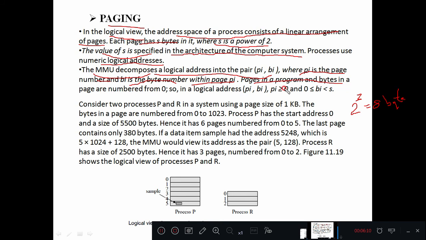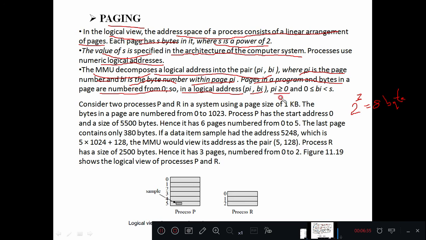Pages in a program and bytes in a page are numbered from 0. Always the pages are going to start from 0, and even bytes are going to start from 0. So in a logical address (pi, bi), pi is always greater than or equal to 0, and bi lies between 0 and s minus 1.